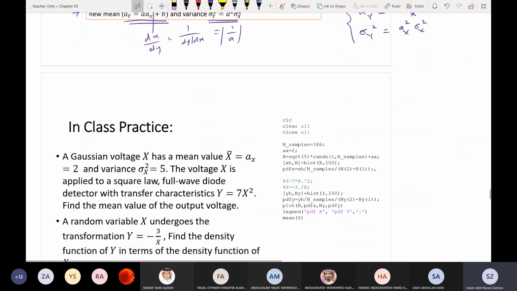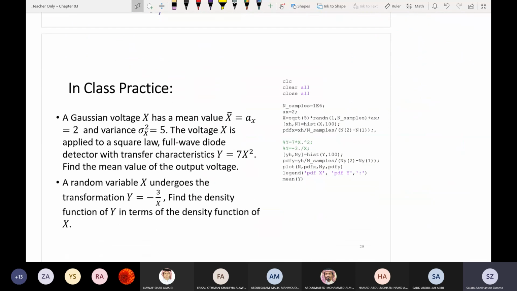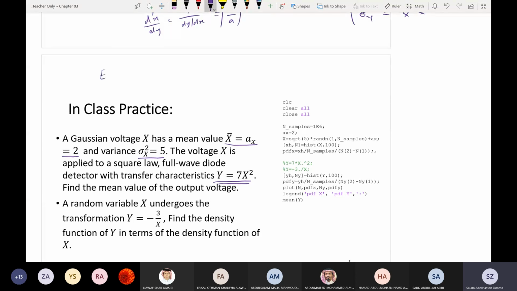Let's have another example. A Gaussian random voltage x has a mean value of x bar equal to 2 and the variance sigma x squared equal to 5. The voltage is applied to a square law full wave diode detector with a transfer function or characteristic of y equal to 7x squared. Find the mean value of the output voltage. Okay? Find the mean value of the output voltage. Do you remember when we said mean value, what is it? It is the expected value of y.